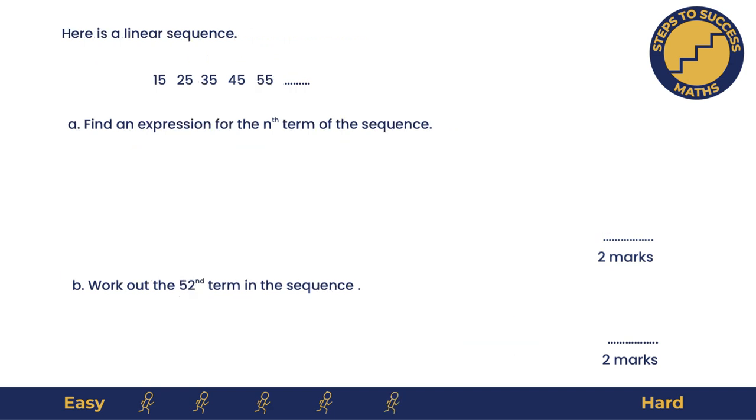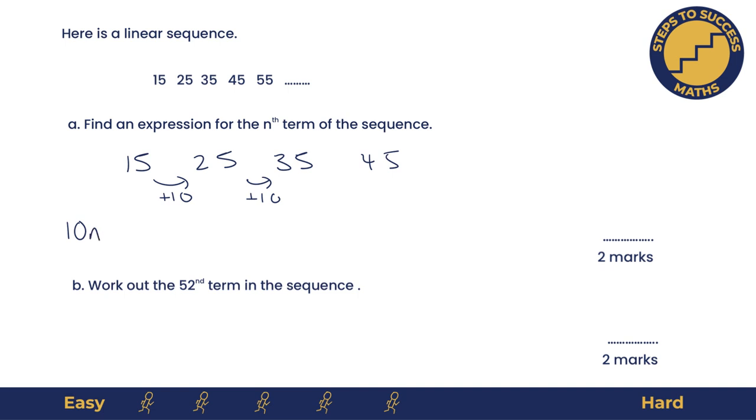Here is a linear sequence. Find an expression for the nth term of the sequence. So here we go again. Here's the sequence: 15, 25, 35, 45, 55. We can see it goes up by 10 each time, plus 10. So that means it's the 10 times table, so 10n.